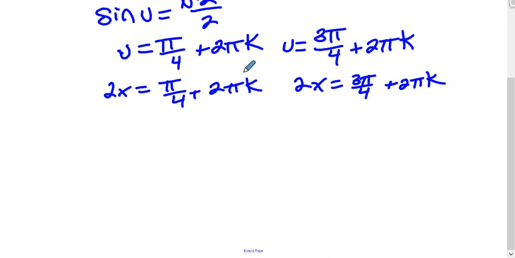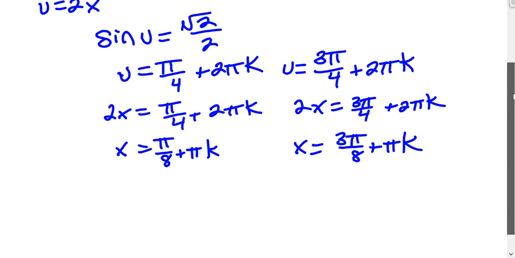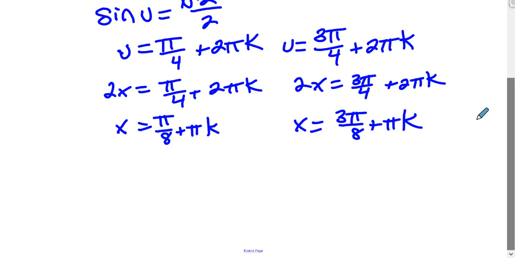And then I divide everything by 2. Dividing by 2 is the same thing as multiplying by 1/2. So that's pi over 8 plus pi k. So the period for this is pi. And based on the problem, they said from 0 to 2 pi. Again, sometimes you do have to go backwards with it.